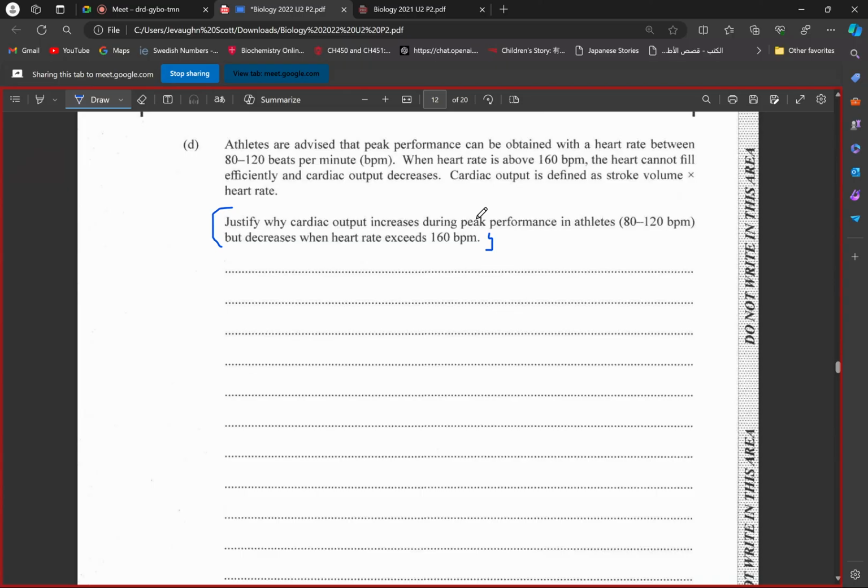So why does it decrease now? I think it was Laquan that was talking about blood pressure. She hit the nail on the head when it comes to that. When we increase the beats per minute to that amount, we know that not only is the heart not filling efficiently, as it's stated in the question, but the pulse rate will increase and the blood pressure will be affected somewhat.